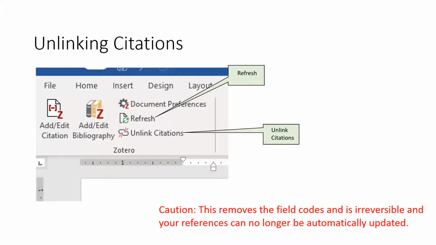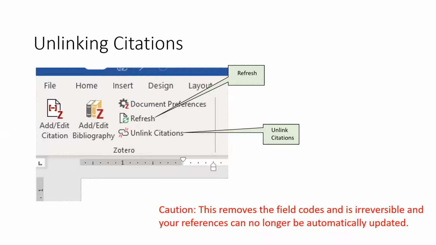Now, the two things I didn't really talk about when I first showed the toolbar are this refresh and unlink citations. The refresh is what you use if you're doing a longer document and you turned off that automatic update. When you're ready for your document to be updated, you just click that refresh button. It's just putting you in control of when it updates versus letting the computer do it.